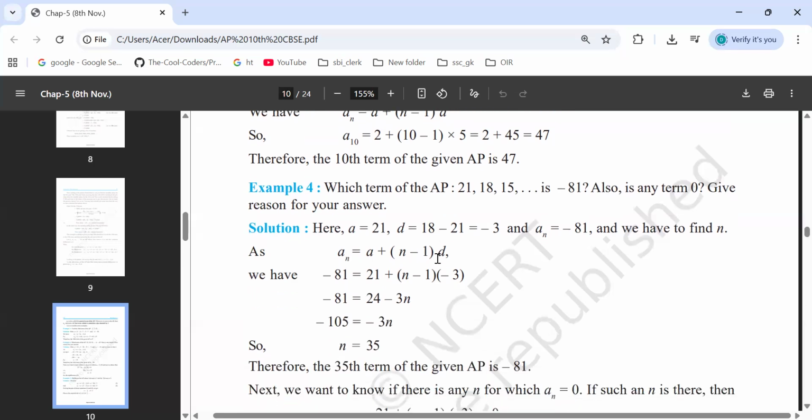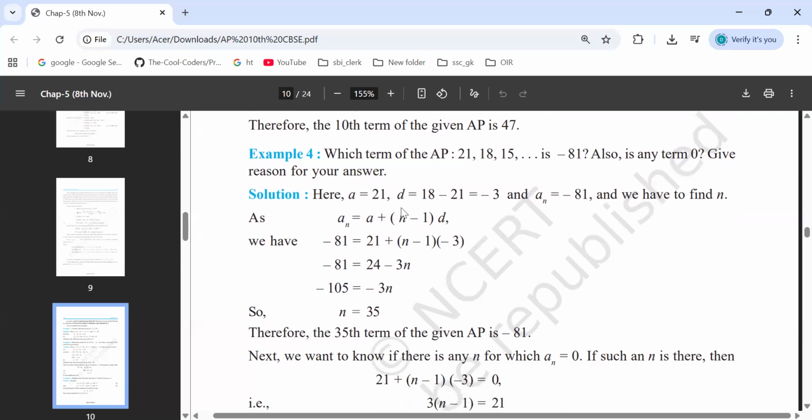Now let us go for the next example. Which term of the AP 21, 18, 15, ... is minus 81? Also, is any term 0? Give reason for your answer. Now we can clearly see that this is an AP which is in decreasing order. The difference between 21 and 18 is minus 3, because 18 minus 21 equals minus 3, and 15 minus 18 is also equal to minus 3. That means the difference between the terms is minus 3.